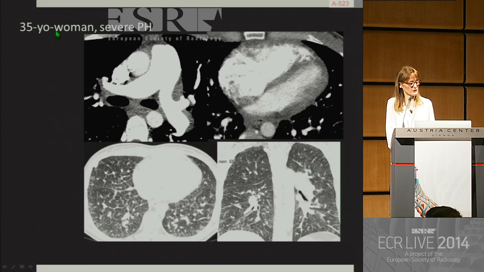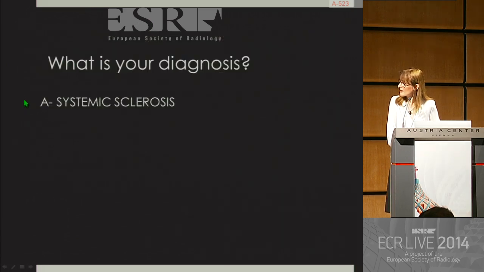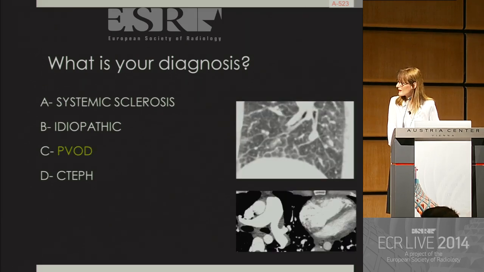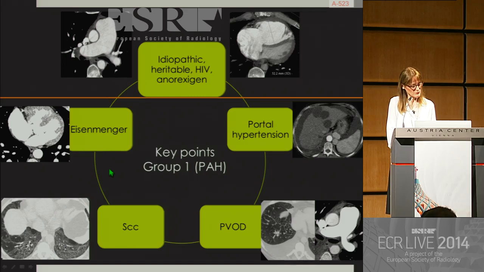In this 35-year-old woman with severe pulmonary hypertension, do you have an idea of the disease? Is it systemic sclerosis, idiopathic, PVOD, or CTEPH? Because of this thickening of the interlobular septa and central ground glass associated with signs of pulmonary hypertension and very small central pulmonary veins, it's PVOD. That is the correct diagnosis.